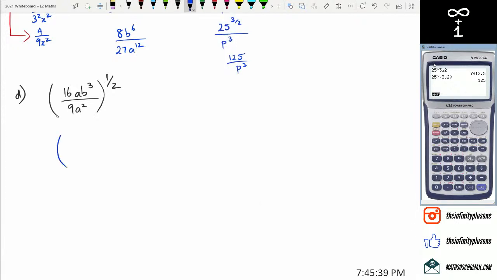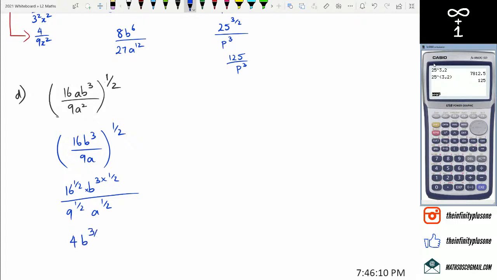So what we've got is 16b cubed divided by 9a. And now that's to the power of half. Yeah, it's just square root, but you know, when we're dealing with these indices, we can still use half. So we're going to get 16 to the power of half, b to the power of 3 times half, over 9 to the power of half, and a to the power of half. Now 16 to the power of half is just 4, because the square root of 16 is 4. And then we've got multiplied by b to the power of 3 over 2, divided by 9 to the power of half, so that's the same thing as square root of 9. So we're going to get 3, and then a half is what we're looking at.